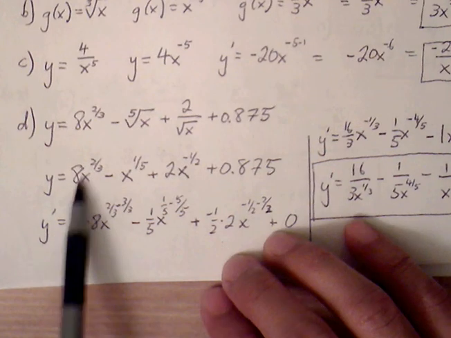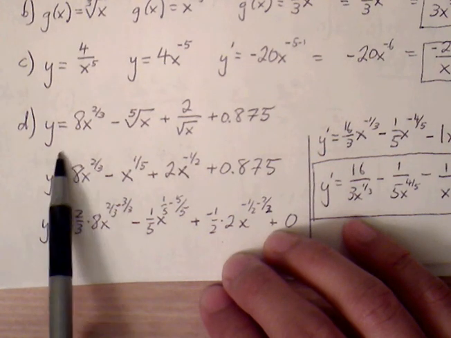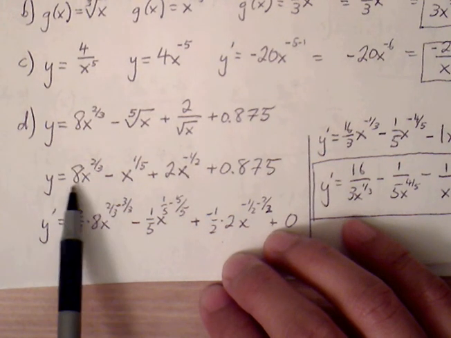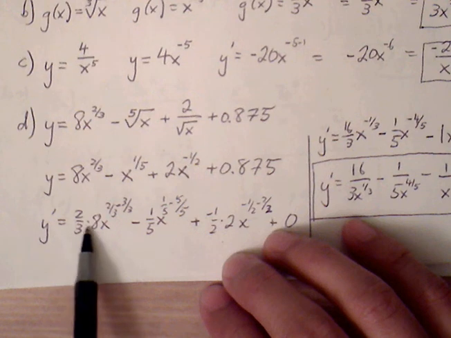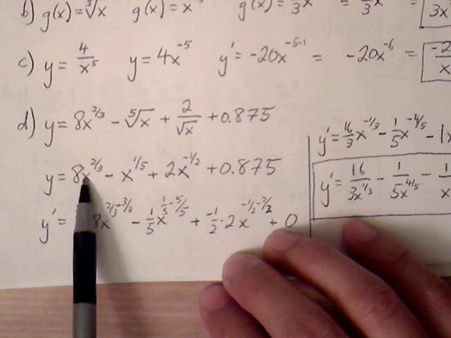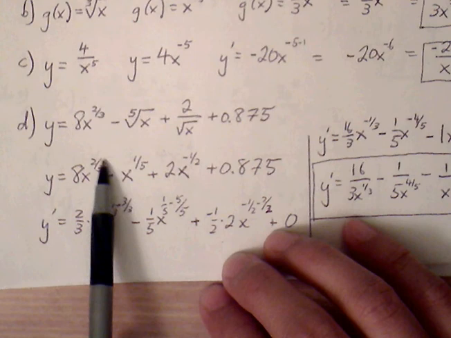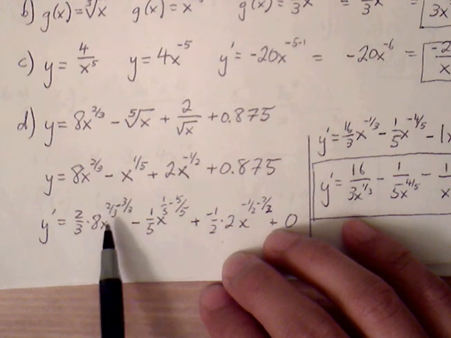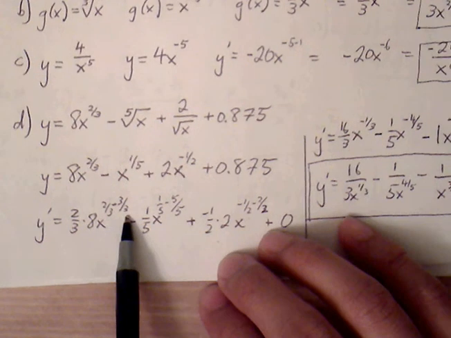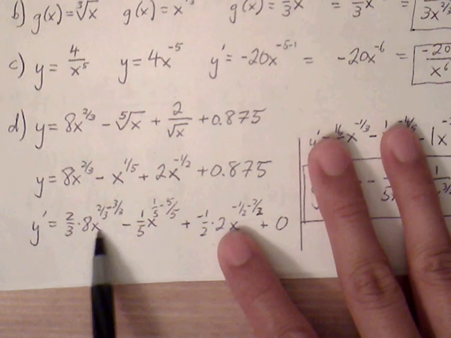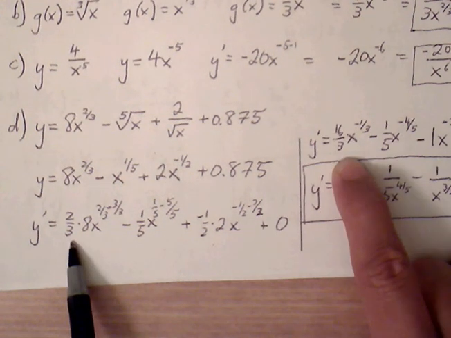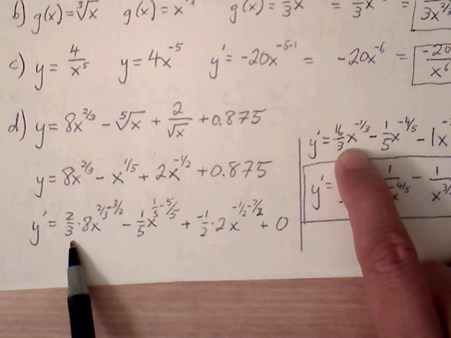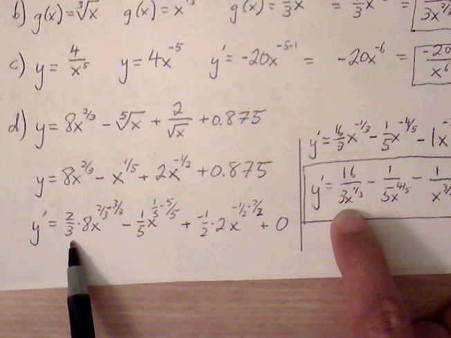8x to the 2/3, we can bring the 2/3 in front, and then the 2/3 will multiply with the 8. So 2/3 times 8x to the 2/3. We need to subtract 1 from that starting exponent. So 2/3 minus 3 over 3, and then this will reduce to be 16/3 x to the negative 1/3. Okay, and then finally we bring that down: 16 over 3 x to the 1/3.